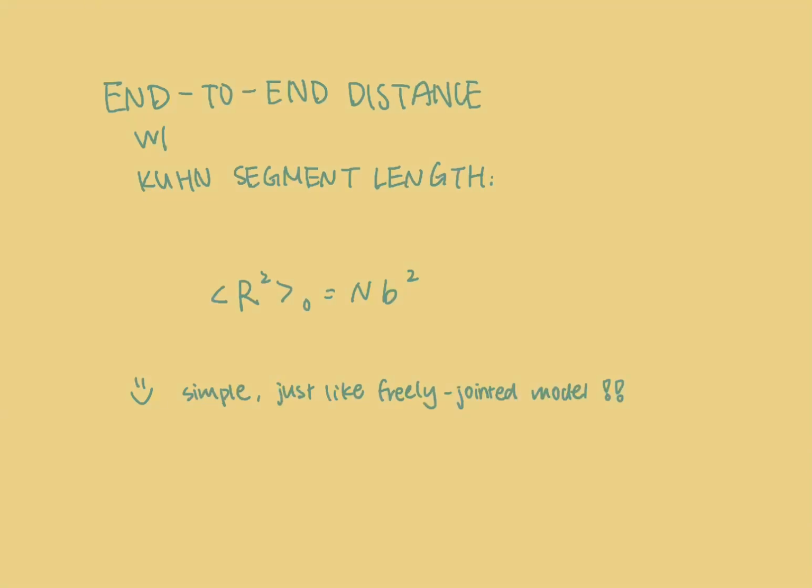The end-to-end distance is given by r squared equals n times B squared. Even though this concept simplifies the calculation to just like the freely jointed model, it still allows the precision to be held, as it also takes the stiffness caused by the bond angles and rotations into account. This is why Kuhn segment length is so useful.